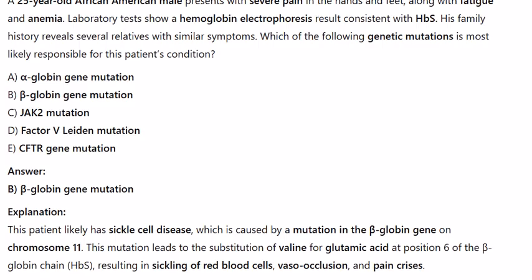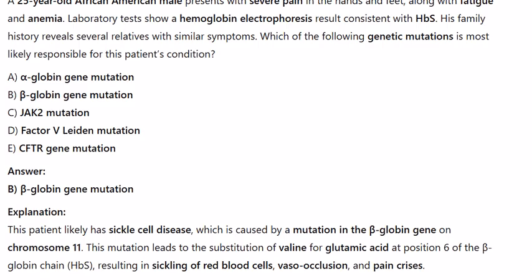Beta-globin gene mutation. Explanation: this patient likely has sickle cell disease, which is caused by a mutation in the beta-globin gene on chromosome 11. This mutation leads to the substitution of valine for glutamic acid at position 6 of the beta-globin chain, HbS, resulting in sickling of red blood cells, vaso-occlusion, and pain crises.